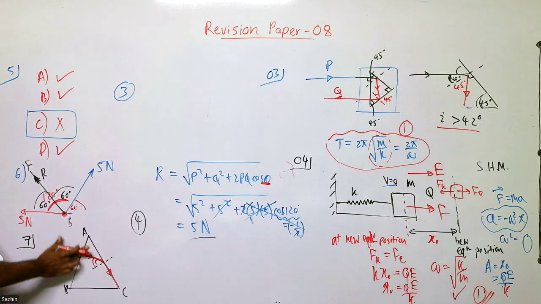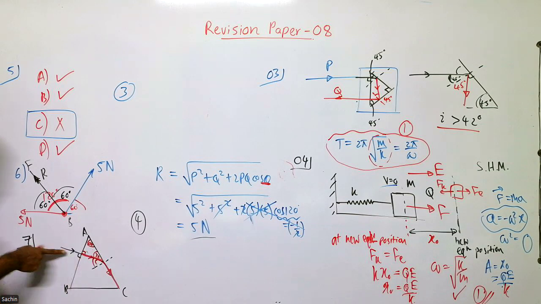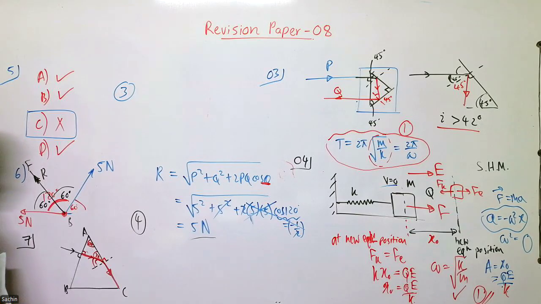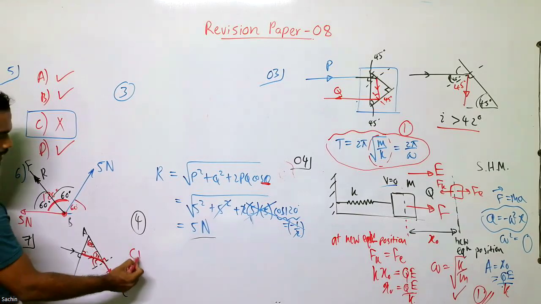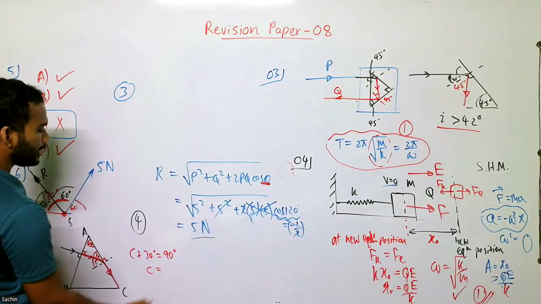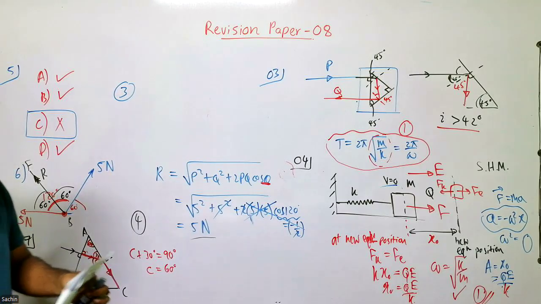They have mentioned the prism angle is 60 degrees. If this is 60 degrees and this angle is 90 degrees, this should be 30 degrees. Then again, this is a normal, so C plus 30 should be 90, right? So the critical angle you can obtain directly by considering the ray diagram.